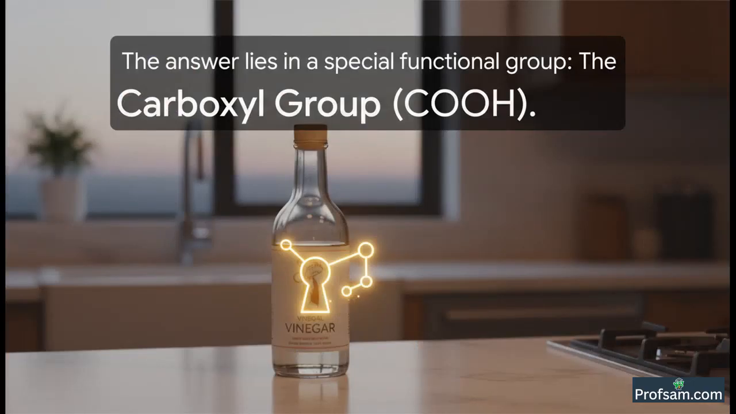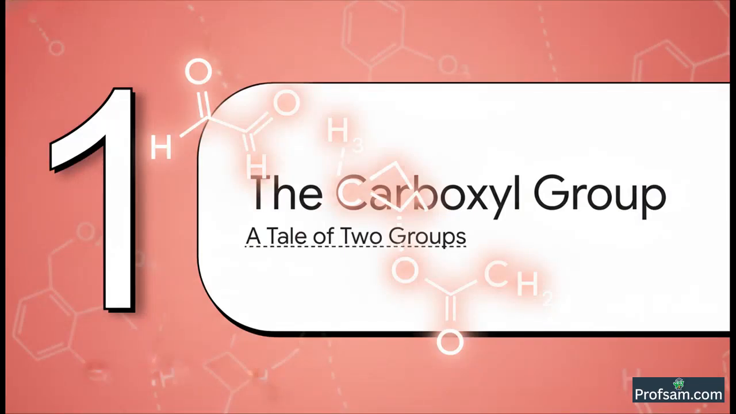Well, the secret is in its molecular structure. That sour taste, the positive litmus test, it all comes down to one particular part of the molecule, a functional group called the carboxyl group. If you can understand this one group, you will unlock this entire topic. So what exactly is this carboxyl group? Let's look at it closely.